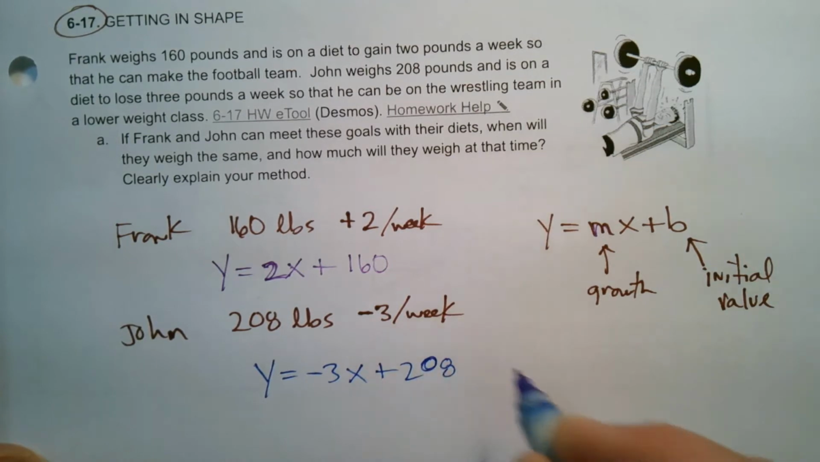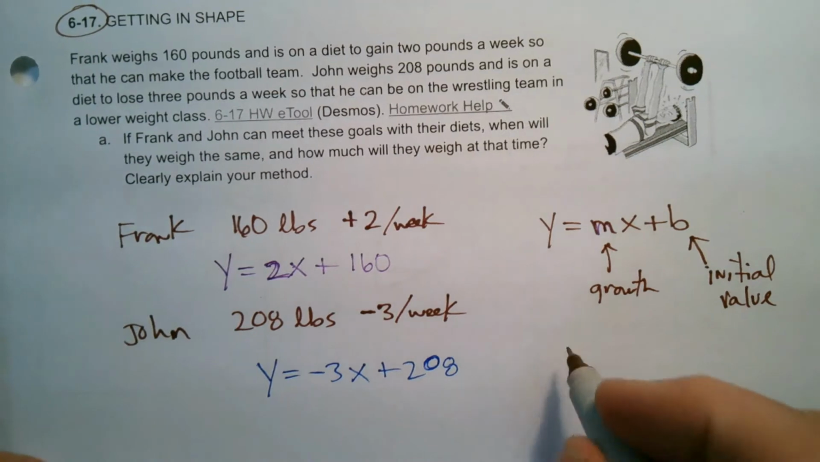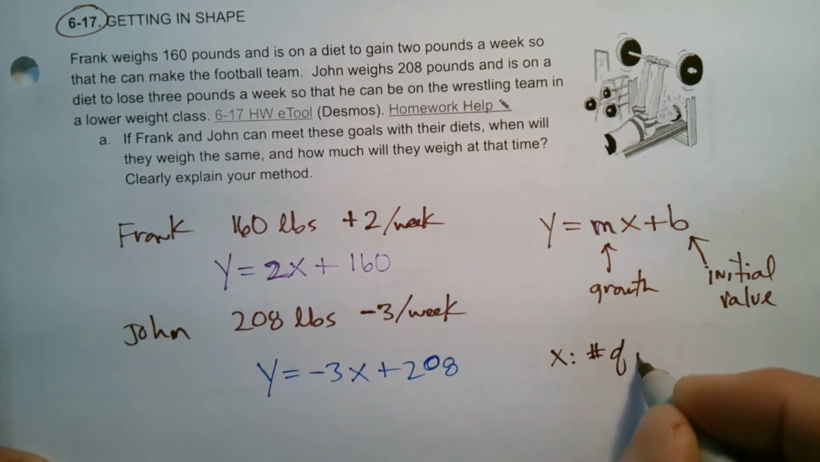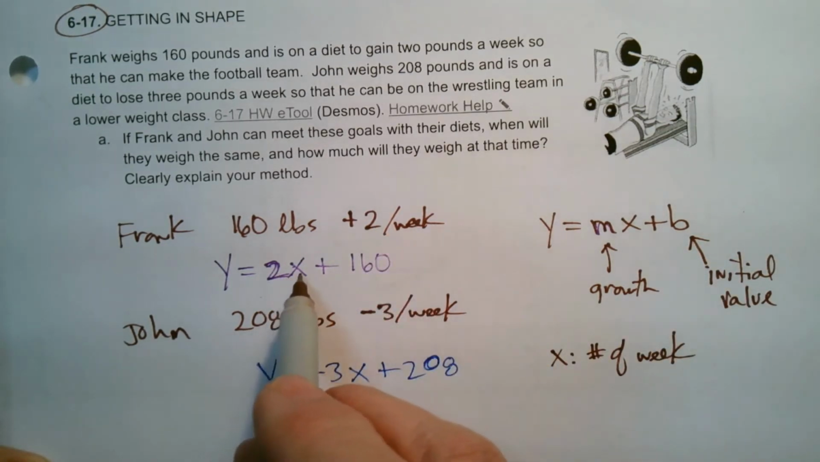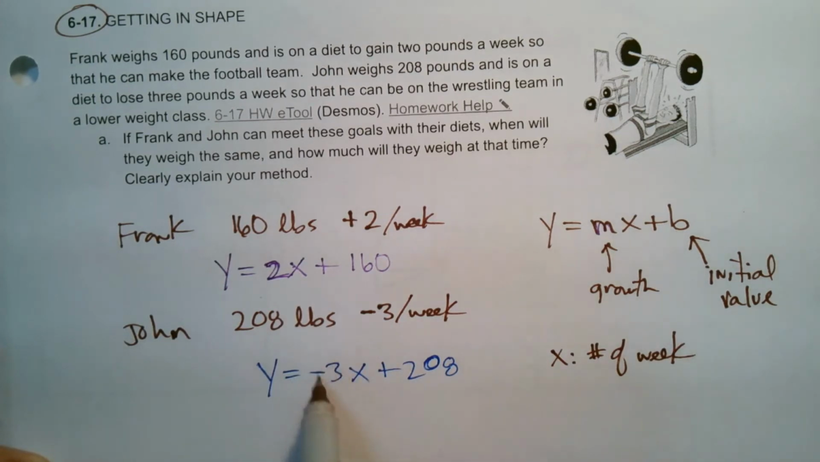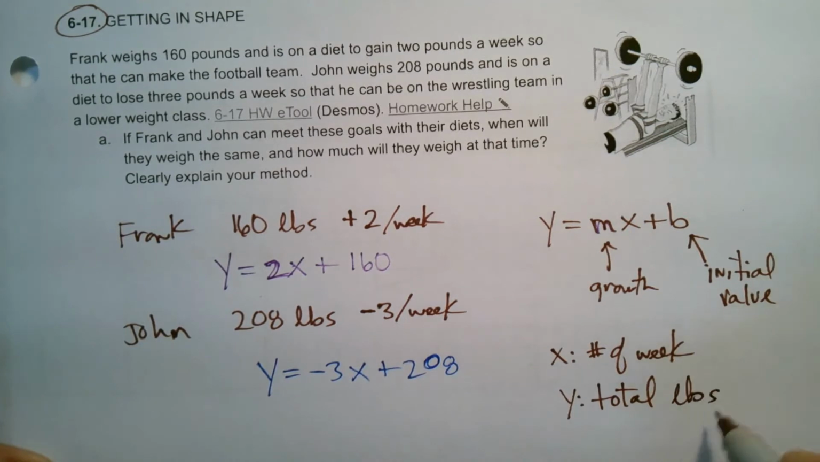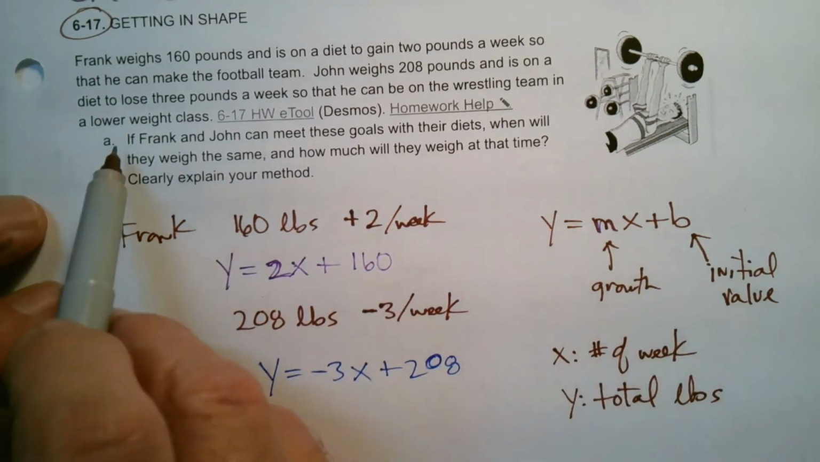Okay. So if I'm defining my variables here, what does my y and what does my x represent? My x is number of weeks, right? Because it's 2 pounds per week. So x is the number of weeks. Negative 3, loss of 3 pounds per week. My y would represent total pounds, the weight, the total pounds. So that's what my variables represent. These are my two equations. So now I use those to finish this question.